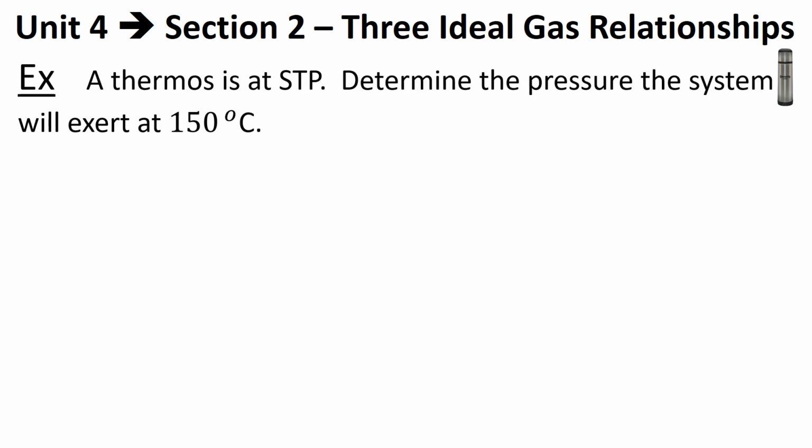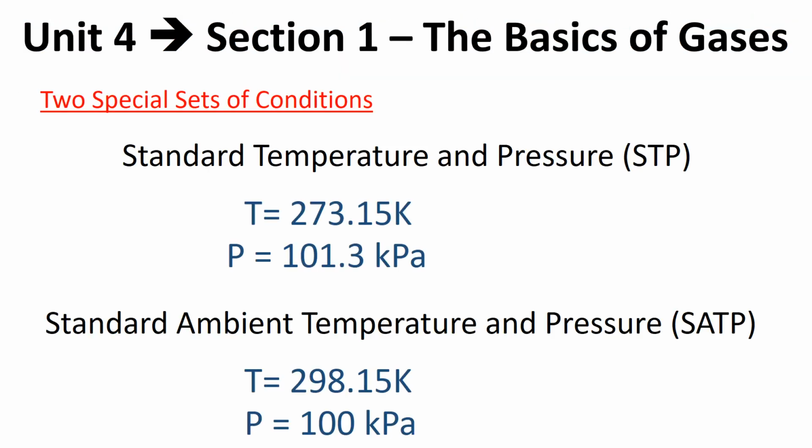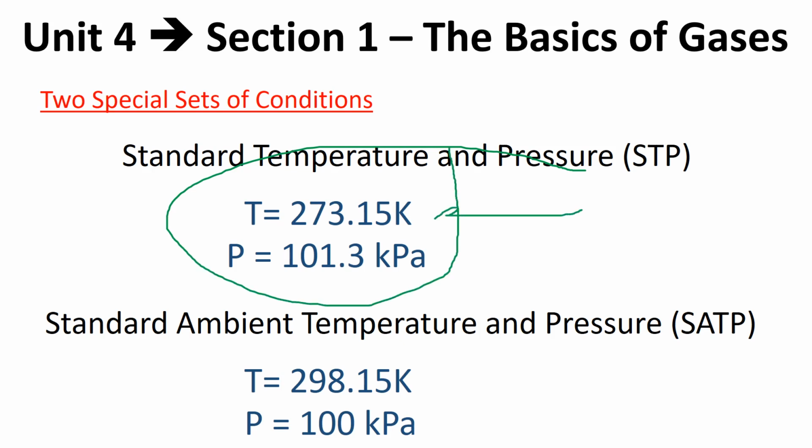So a thermos is at STP. Determine the pressure the system will exert at 150 degrees Celsius. So noted it's not converted. Now STP, we've talked about this before. That was something we learned in the first section. That's a set of conditions. So here's the slide from the first section, and there are the STP conditions. So we know that that's our temperature and that's our pressure as we proceed. This question is not about SATP, so we won't worry about these two in this question.